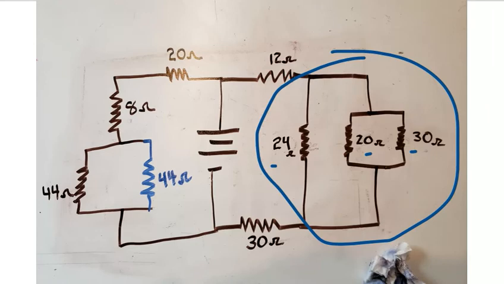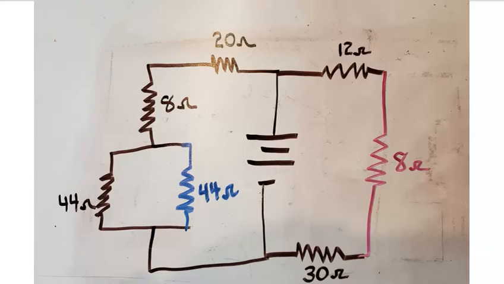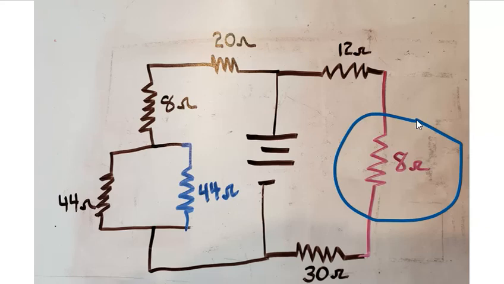So when I combine those 3 in parallel, which is going to be 1 over 24 plus 1 over 20 plus 1 over 30 equals 1 over the total resistance, you should do it on your calculator so you get the same answer as me, but what do I get? I get 8. Those 3 combine to give me 1 resistor. That's 8 ohms.